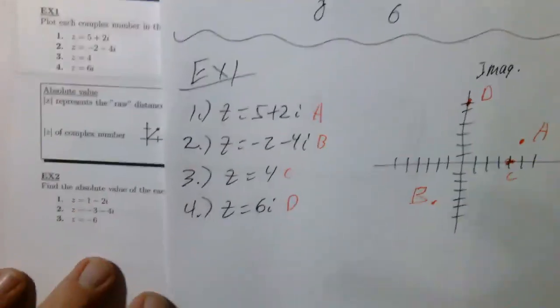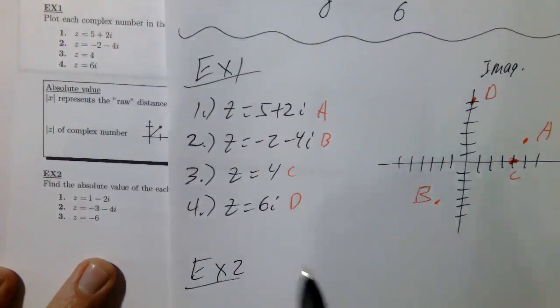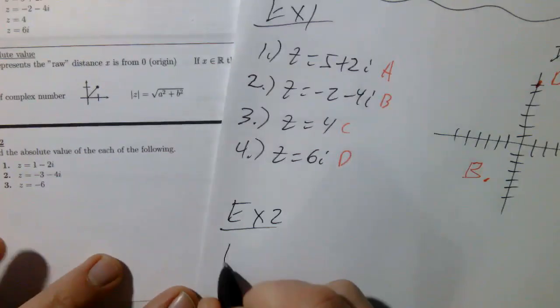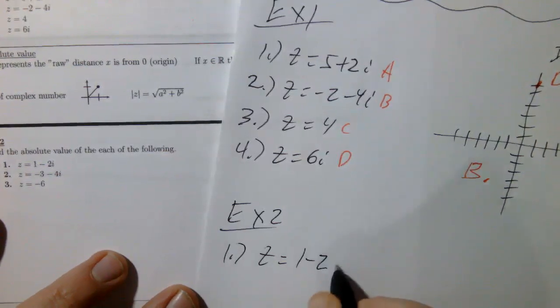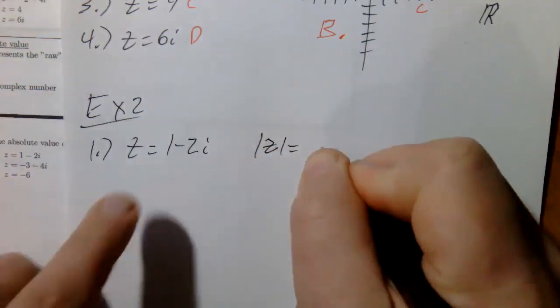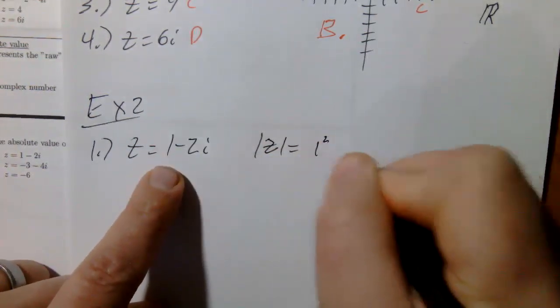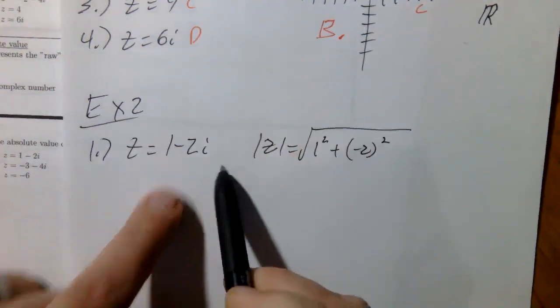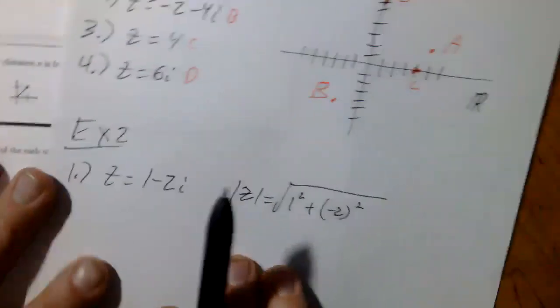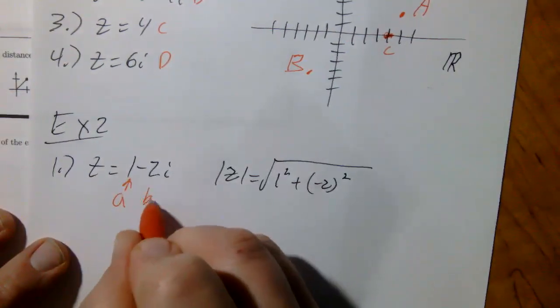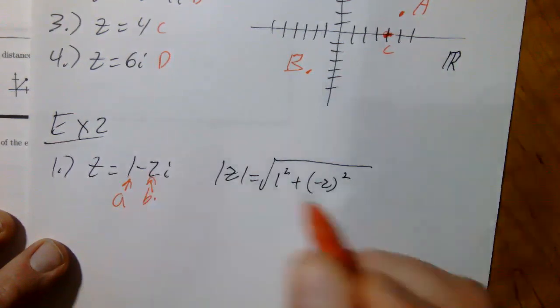Let's check this out. Let's say I want to find the absolute value of each of the following. For the first one, it's 1 minus 2i. It's pretty straightforward once you get used to it. The absolute value of z would literally just be the real part, which is 1 squared, plus the imaginary part, which is -2 squared, and then take the square root. The only thing to watch out for is you're not squaring the i, because remember, i squared is -1, so don't do that. You're just using a is 1 and b is -2.